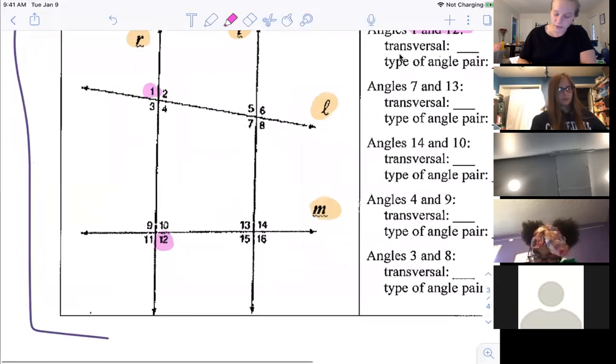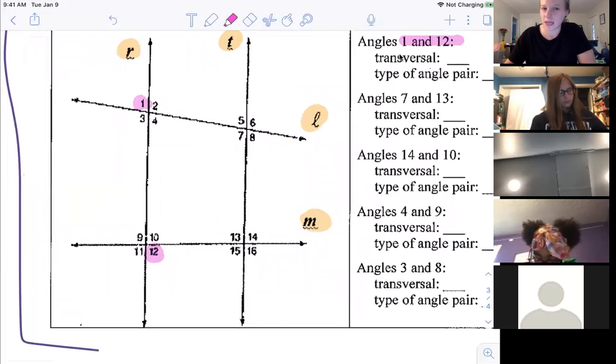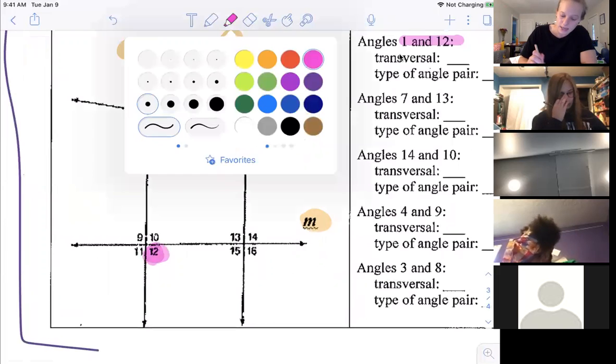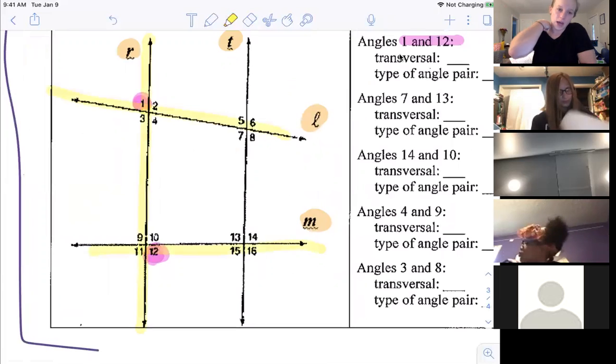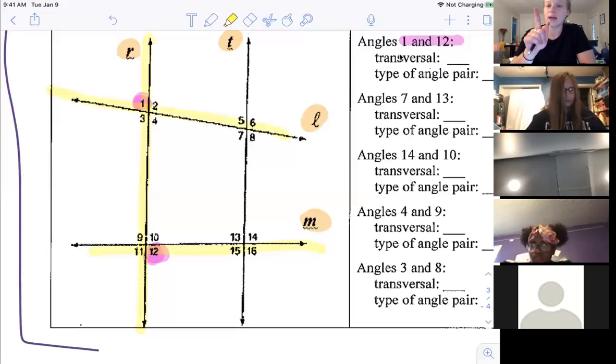I'll do the first transversal because I think that can be hard to see. I see that 1 and 12 are right here. They're formed by these lines. The lines R and L and M form those two angles. I don't need T at all. It doesn't make any change to my graph. A transversal is one line that crosses two or more others. In this case, the one line that crosses two other lines is line R. Okay, so I did the transversal. Hopefully that helps you for the future.